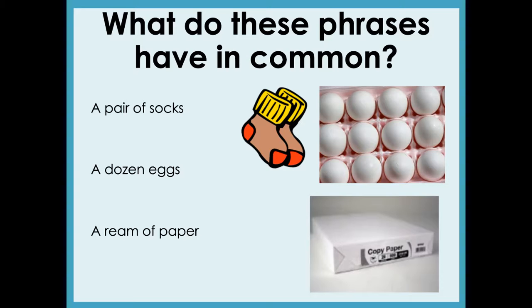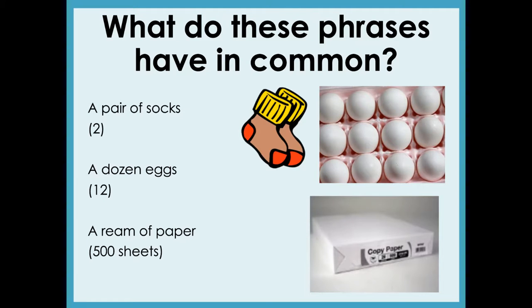So pause the video and have a go at answering this question. What does a pair, a dozen, and a ream of paper have in common? So hopefully we know that a pair means 2, a dozen means 12. We might not know a ream, it's not used as commonly, but a ream means 500. So all of these are just special words that are given to a specific number. And a mole is the same thing.